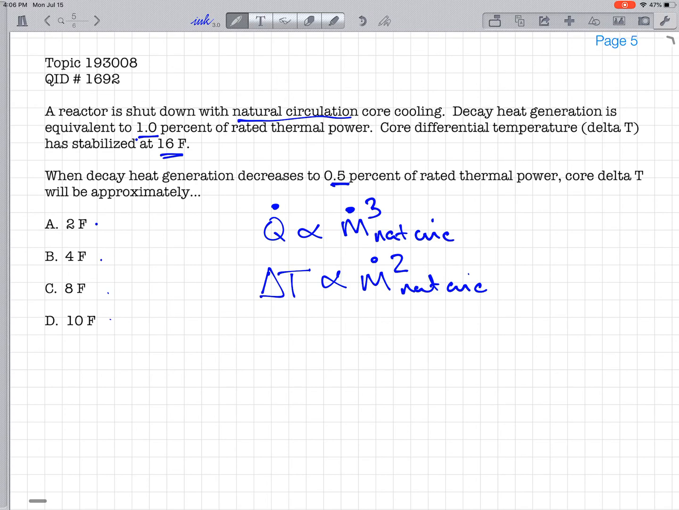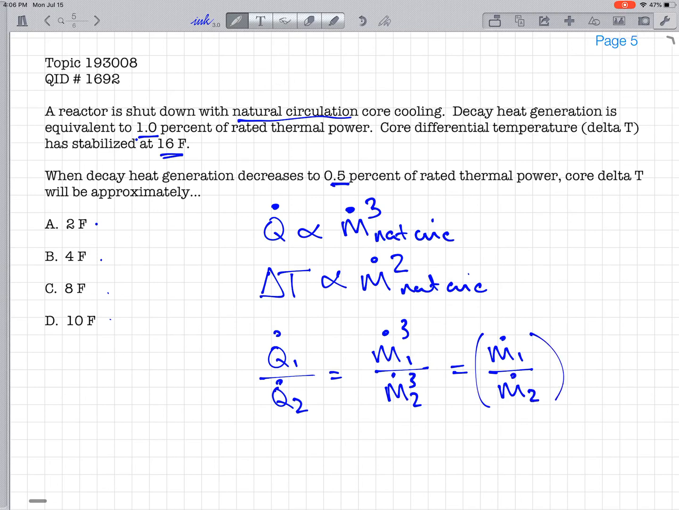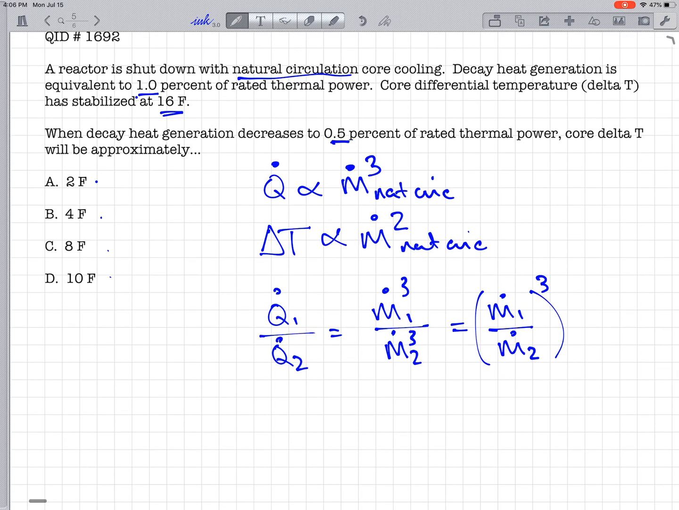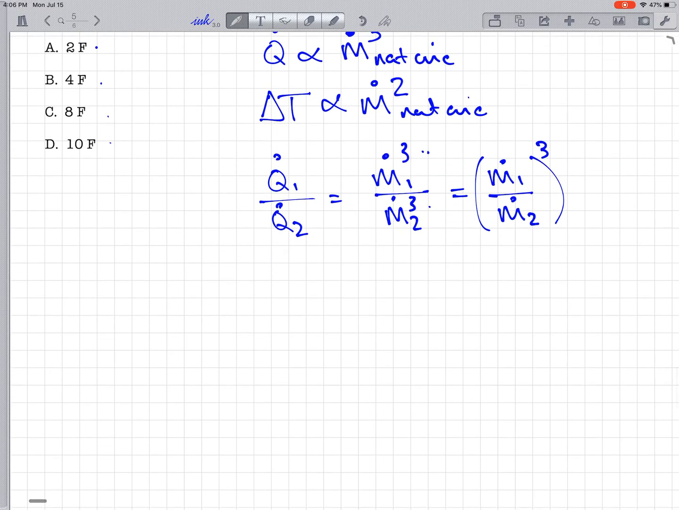So what these really mean is that Q in state 1 divided by Q in state 2 is going to be equal to mass flow rate in state 1 cubed divided by mass flow rate in state 2 cubed. And that is going to be equal to mass flow rate 1 divided by mass flow rate 2 cubed. Now let's say you forgot your exponents. You don't know how to do exponents. You can't remember what this means. I would suggest that you put some easy numbers in there and see if they add up. That's a common thing we can do.